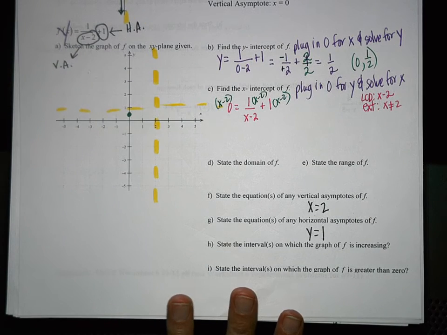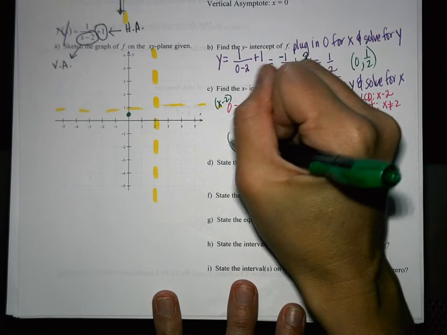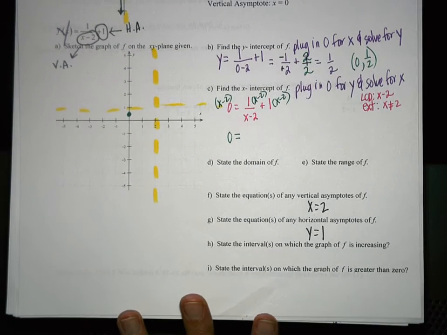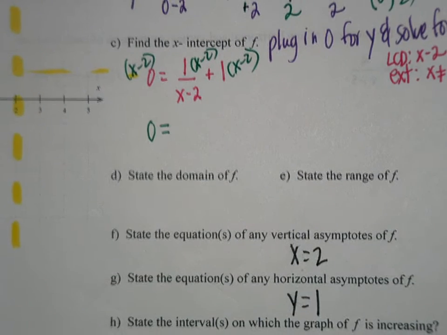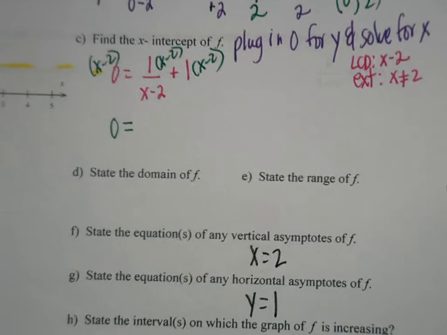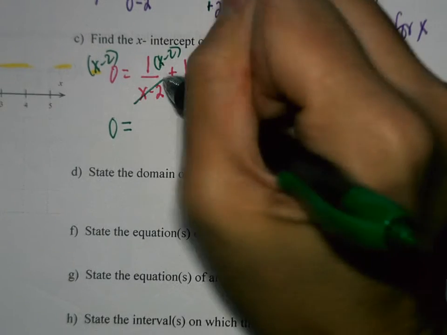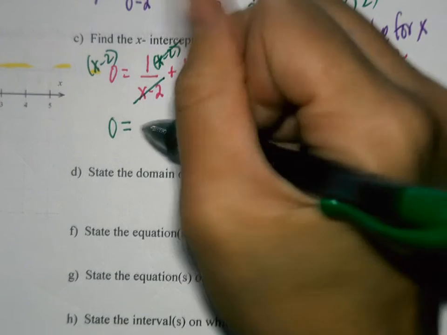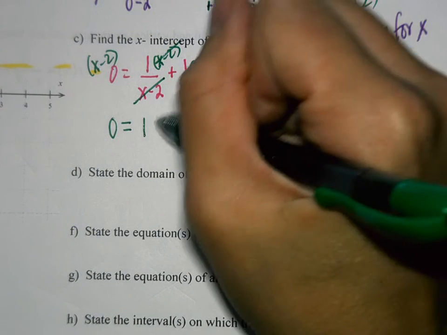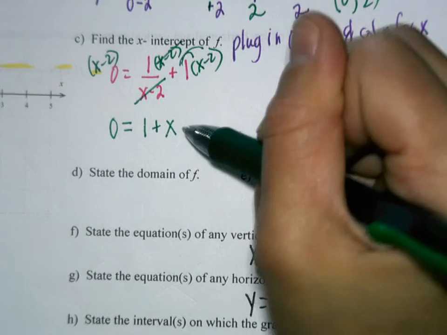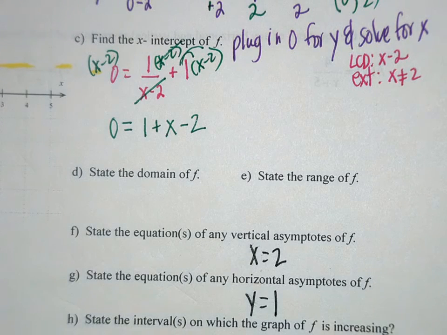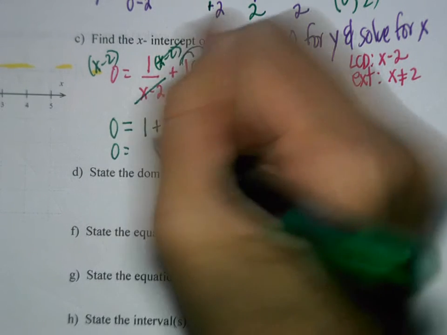What is 0 times anything? 0. 0 equals, do I need to make this bigger? Okay, 0 equals, and then what happens? The x minus 2's cancel, and I'm left with 1 plus, and we're going to distribute, 1 times x makes x, and 1 times negative 2 makes negative 2. And then all we're going to do is solve for x. So we're going to simplify. What is 1 and negative 2 equal? Negative 1. 0 equals negative 1 plus x.